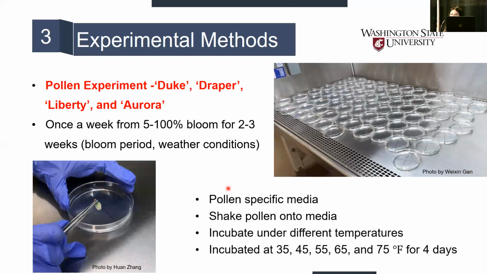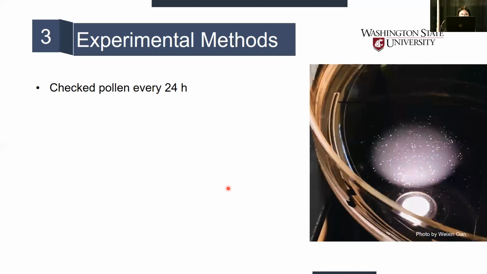And then we put this media into different incubators under different temperatures, that is 35, 45, 55, 65, and 75 Fahrenheit, for 4 days, because the pollen longevity of blueberry is less than 4 days. And we checked the pollen under the microscope every day.